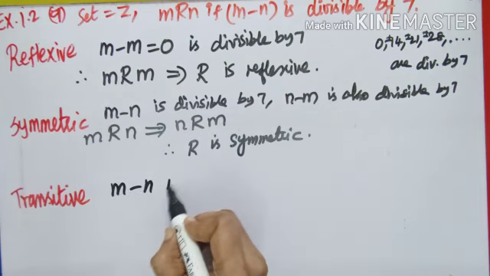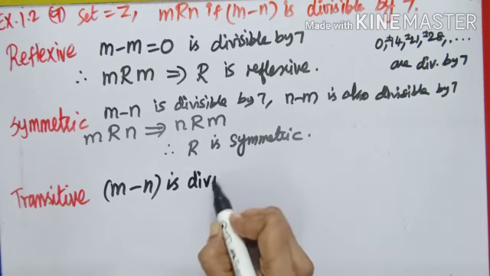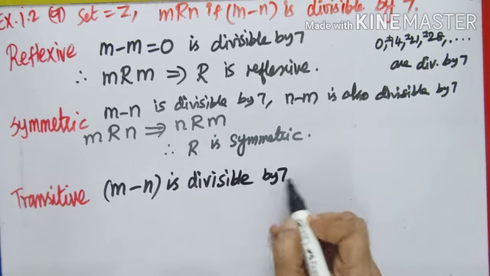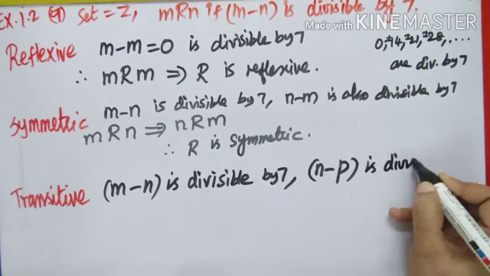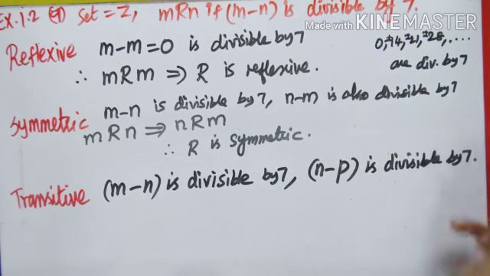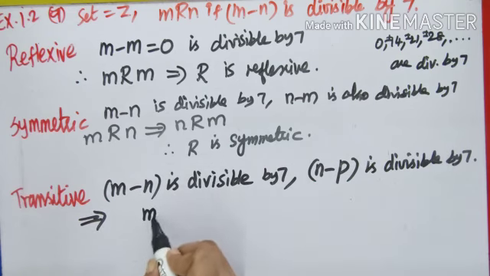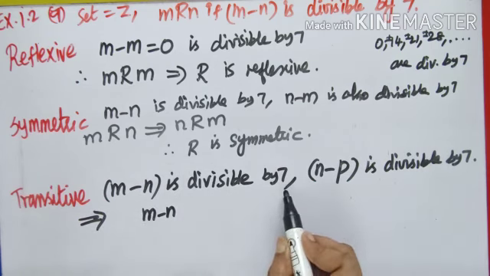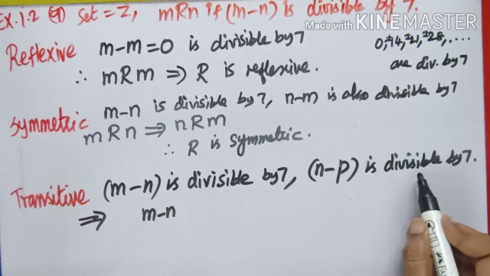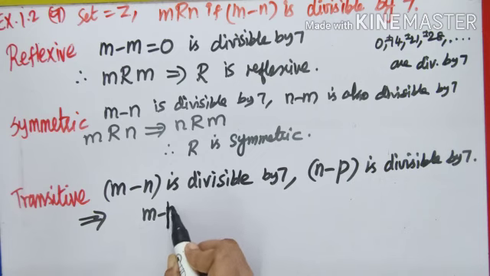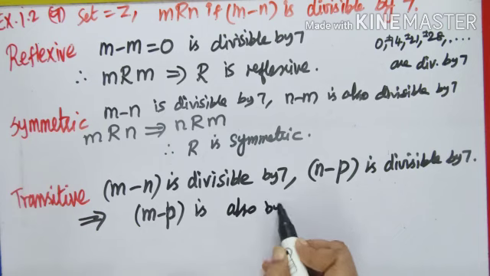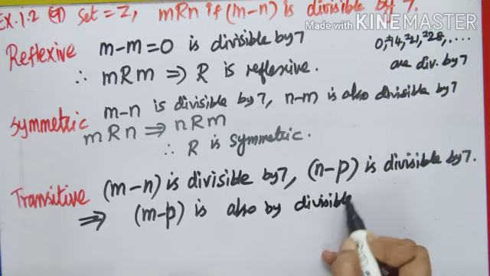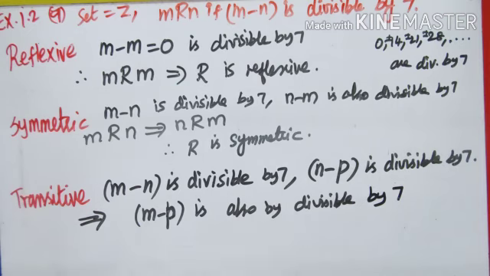The next idea I want to say transitive. M minus n is divisible by 7. N minus say some other letter P. N minus P is divisible by 7. Implies the subtraction m minus n is divisible by 7. N minus p is divisible by 7. I want to show m minus p is also divisible by 7. So I can declare it is an equivalence relation.